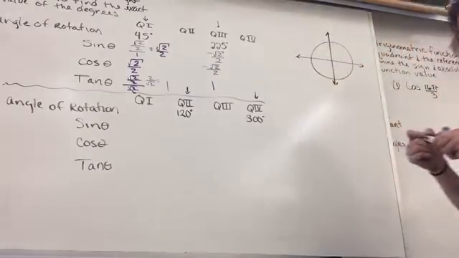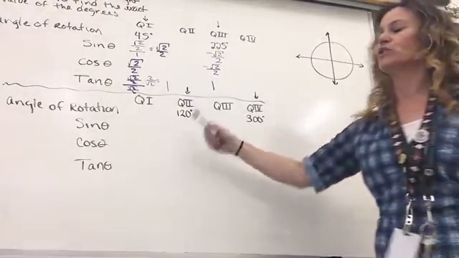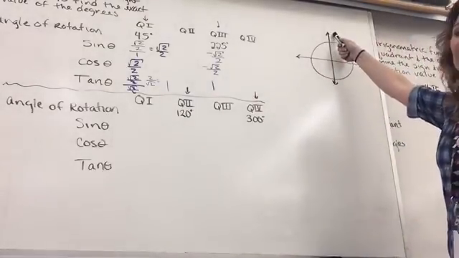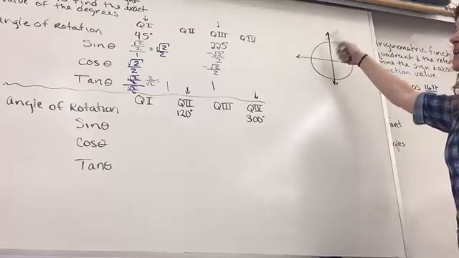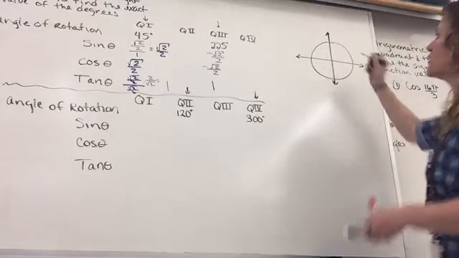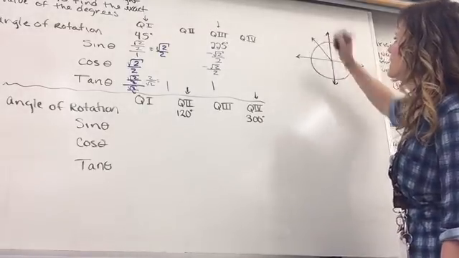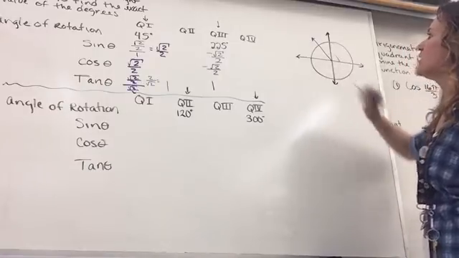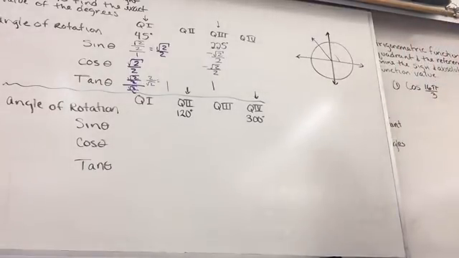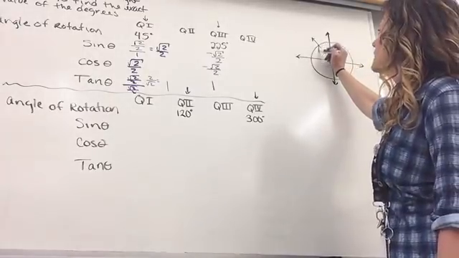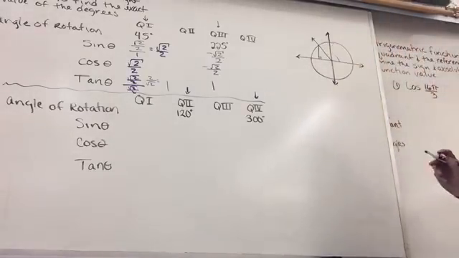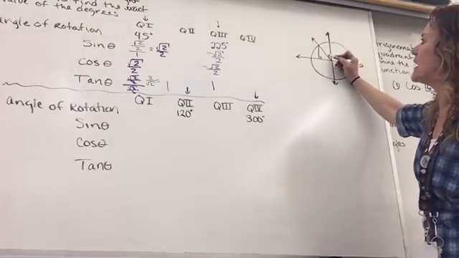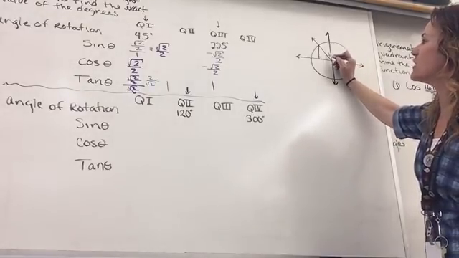Here we go. 120. They're telling me it's in quadrant 2. So if this is 90, 120 minus 90 is 30. That means I'm going 30 degrees in to this angle. So from here to here, there we go. And we said we're going to drop that perpendicular into the x-axis.